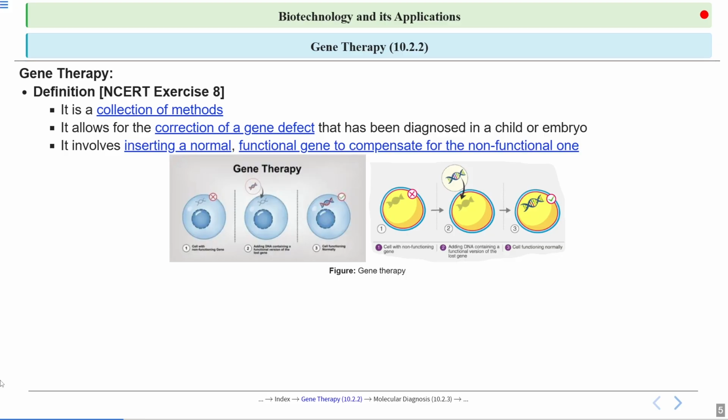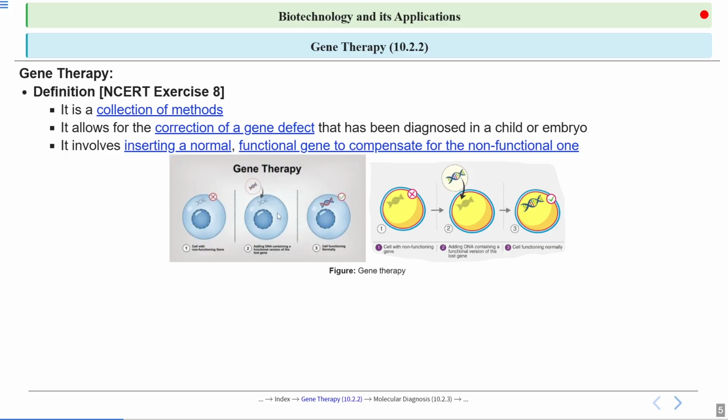You will understand it more when we talk about the examples. So first let's see this picture and what it is depicting. Here there is a cell with a non-functional gene. What we did was add DNA containing a functional version of the lost gene. The gene in this cell is not working, it has some defect.